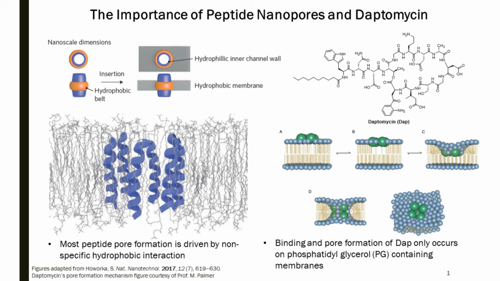Daptomycin is a clinical antibiotic that kills bacteria through binding to their membranes and forming an oligomeric nanopore. This nanopore is really fascinating because it only forms on membranes containing phosphatidylglycerol, which is a bacterial membrane lipid. Daptomycin also requires calcium to bind to bacterial membranes.